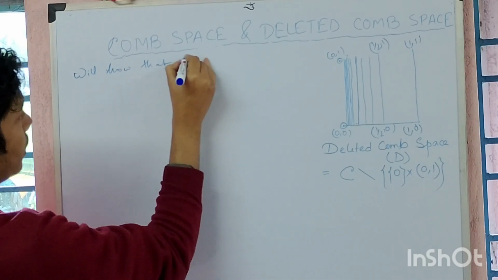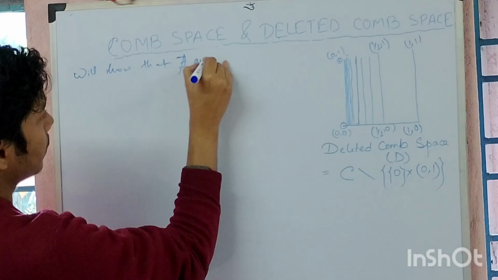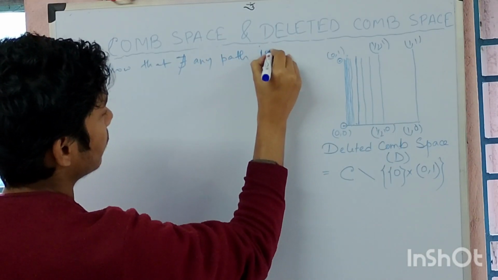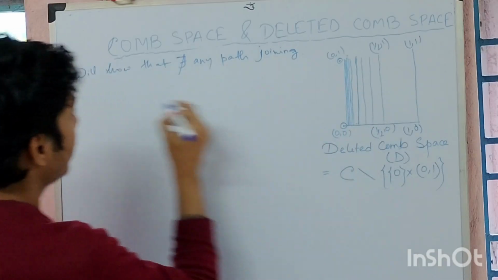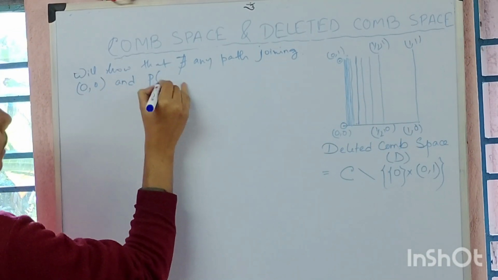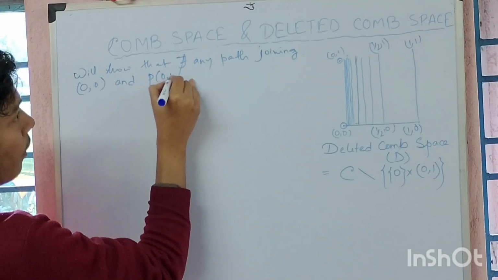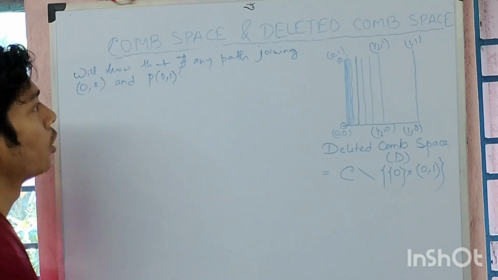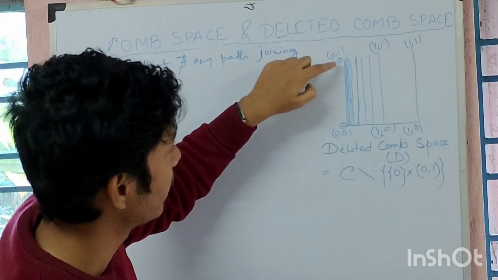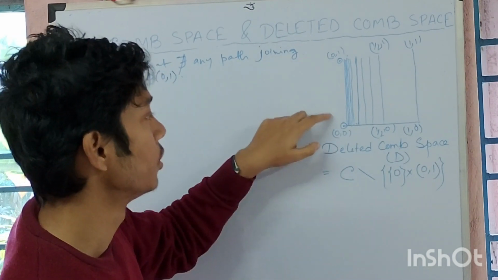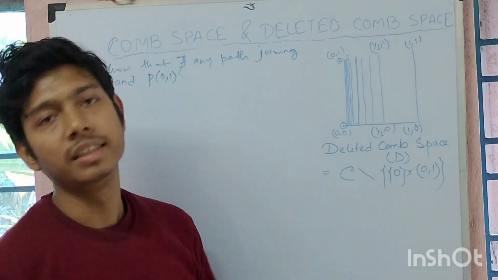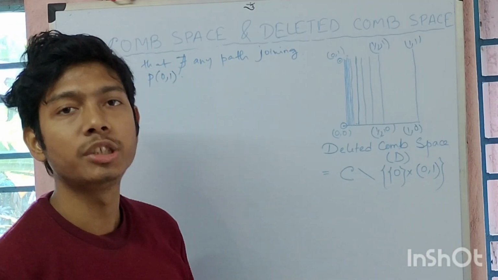I will show that there does not exist any path joining 0 and P. I am labeling 0 1 as P. Okay, and I will show that there doesn't exist any path joining this point and this point, 0 0 and 0 1. To prove it, I am assuming that there exists a path, and finally I will reach a contradiction.